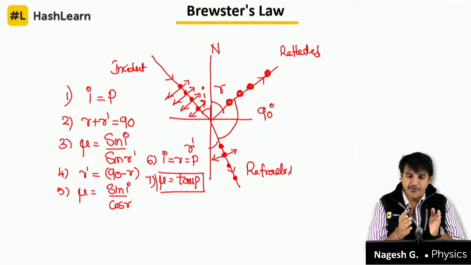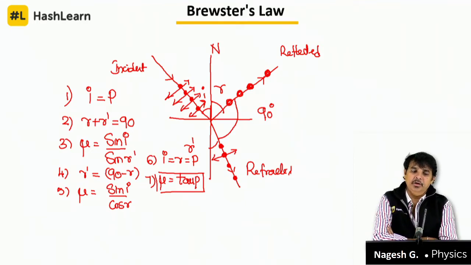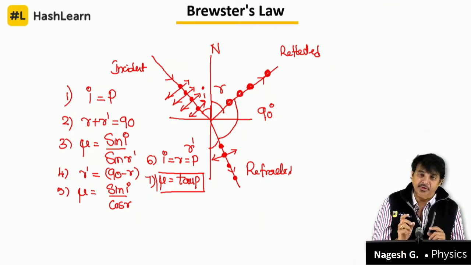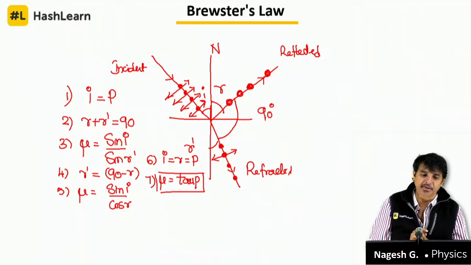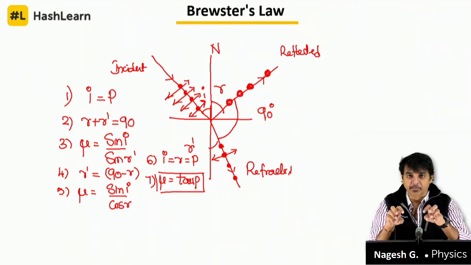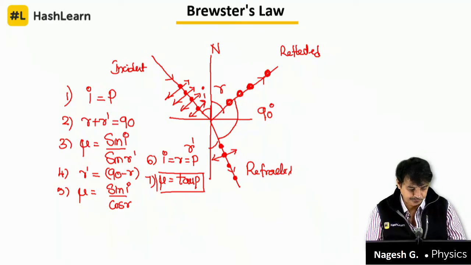Then I have given a set of mathematical steps. The angle of incidence will be equal to polarizing angle P. Then from the geometry of the diagram, r plus r dash is equal to 90 degrees. Mu is equal to sin I by sin r dash. Therefore, r dash is the angle of refraction. r dash is equal to 90 minus r. By putting that, you will get sin I by cos r. But all this phenomena will happen at I is equal to P. Replace that, then finally you get the refractive index of the medium, mu, equal to tan of polarizing angle.